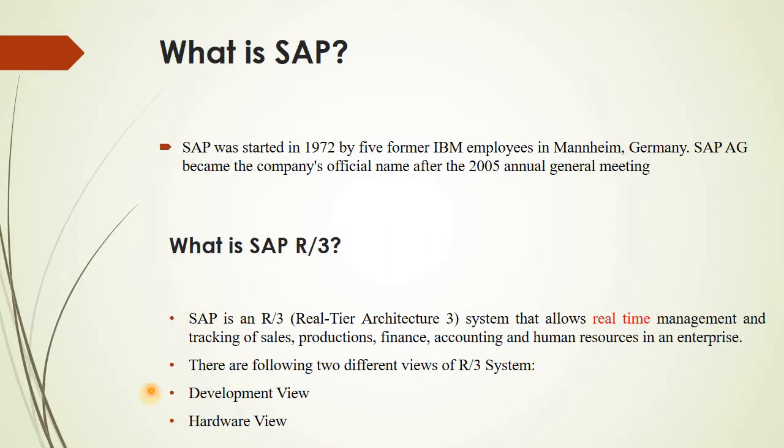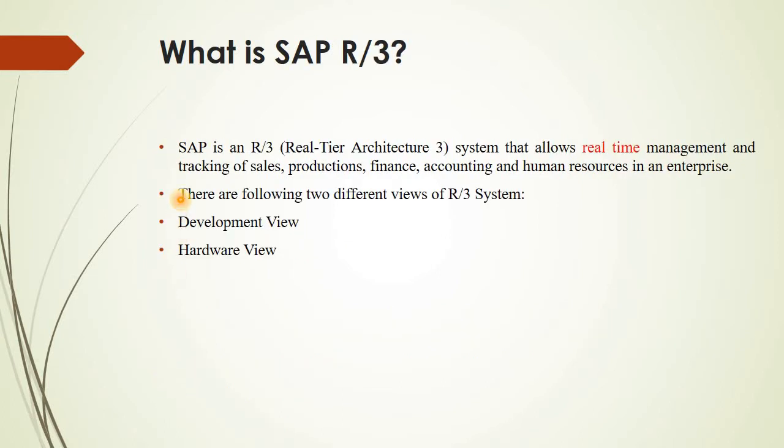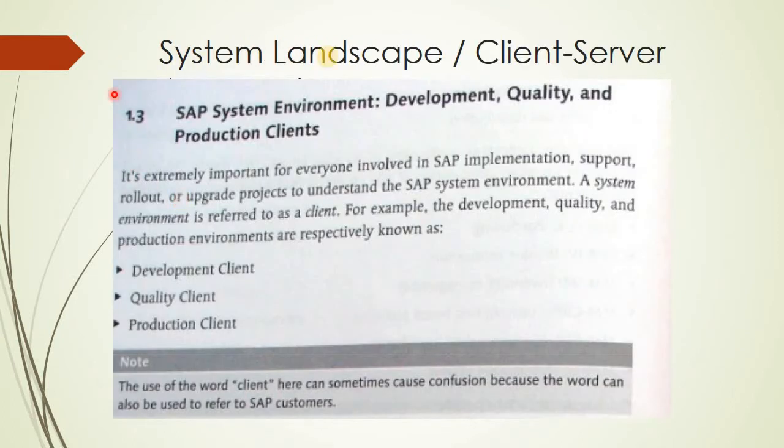SAP R3 structure is real-time management and tracking of sales, production, finance, accounting, and human resources in enterprises. So there are two other views also, development and hardware view. So, system landscape. SAP system environments are like development, quality, and production.